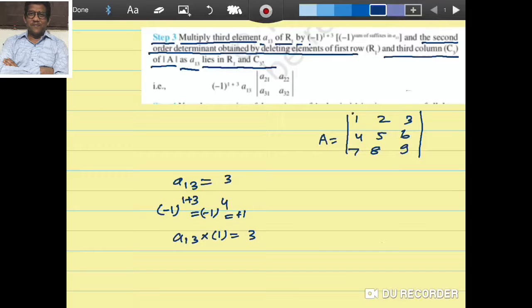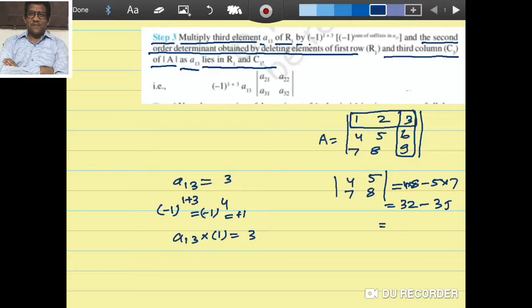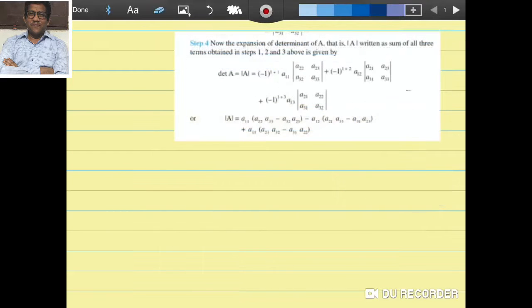Now obtain the determinant obtained by deleting first row and third column, that is 4 7 5 8. Find the value of this determinant. We get 4 into 8 minus 5 into 7, that is 32 minus 35, that is minus 3. Now multiply minus 1 to the power 1 plus 3 A13 with minus 3, that is 3 into minus 3, that is minus 9. Step 4.